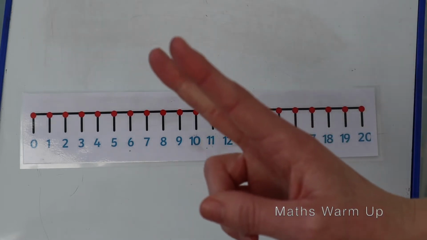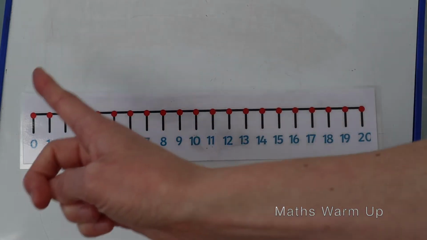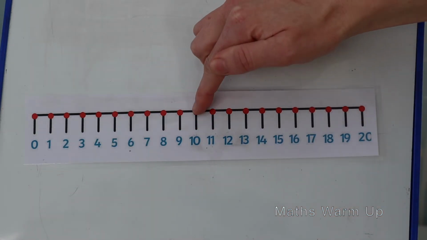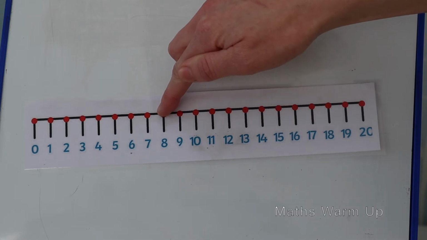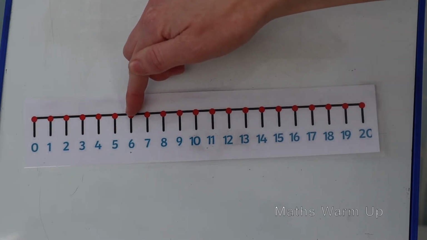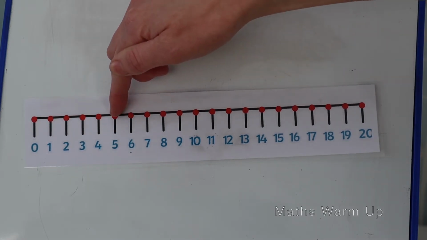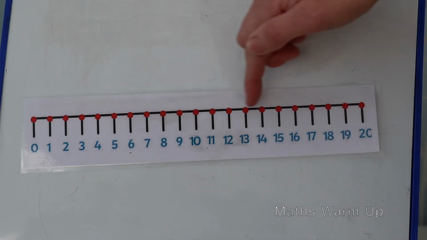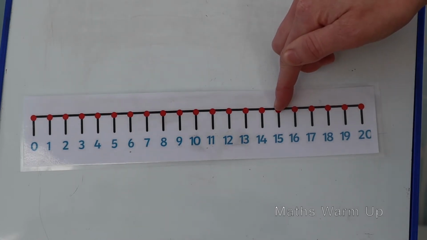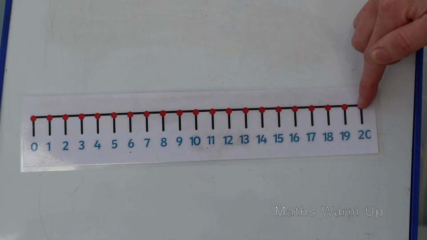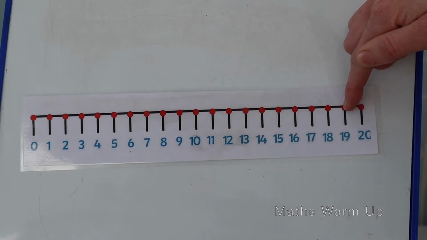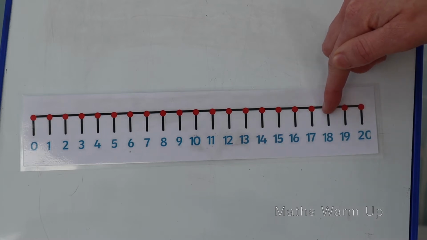Let's do 2 less now. 2 jumps backwards. 2 less than 10 is 8. 2 less than 6 is 4. 2 less than 15 is 13. 2 less than 20 is 18.